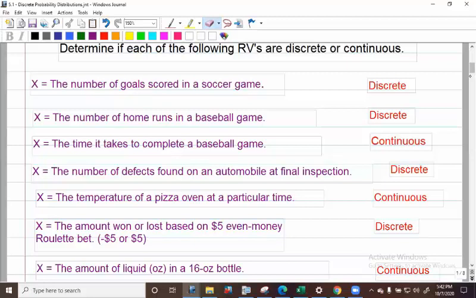Time it takes to complete a baseball game, that's continuous. Now, I know time is often just recorded in hours and minutes and maybe seconds, but theoretically those seconds could be more decimal places than we actually see. It's not just those specific whole numbers. It's like watching a second hand moving on a clock, it moves continuously. I guess we're usually used to looking at digital.